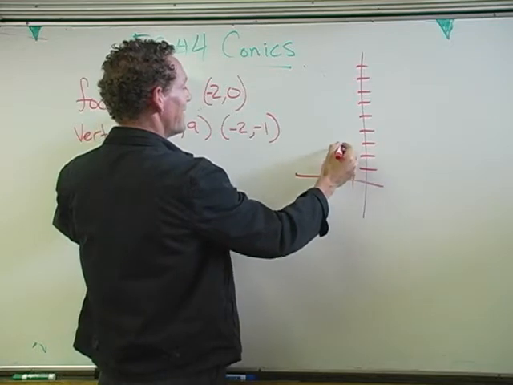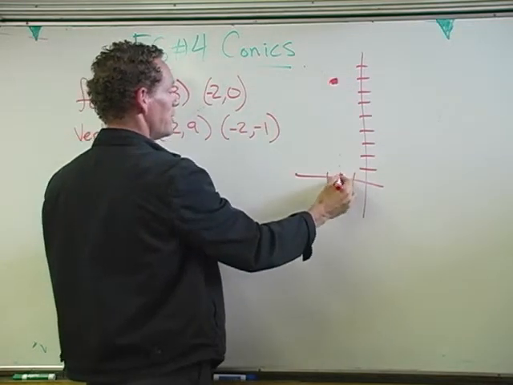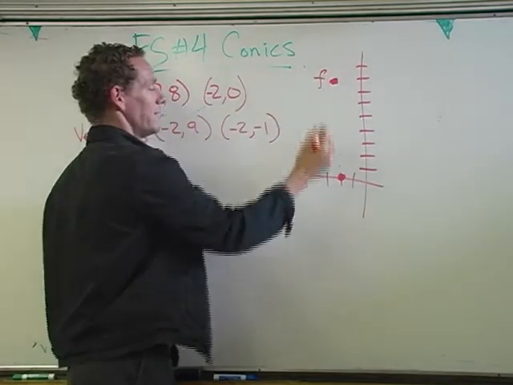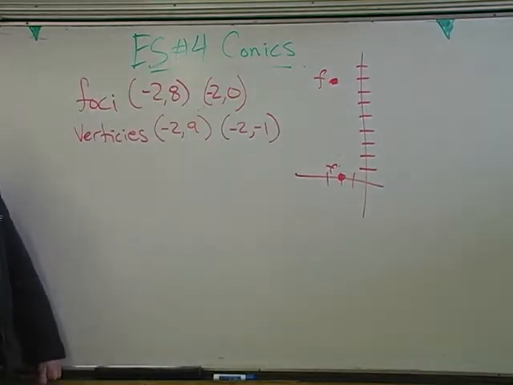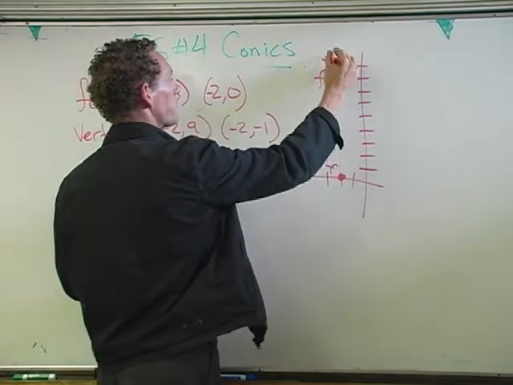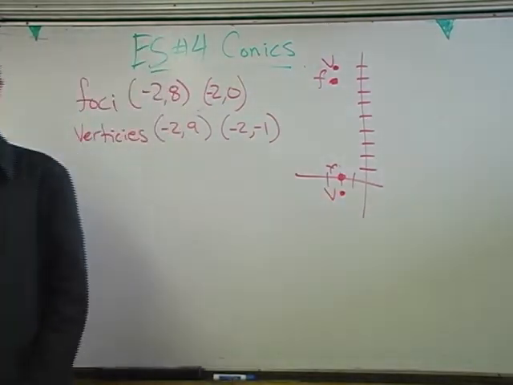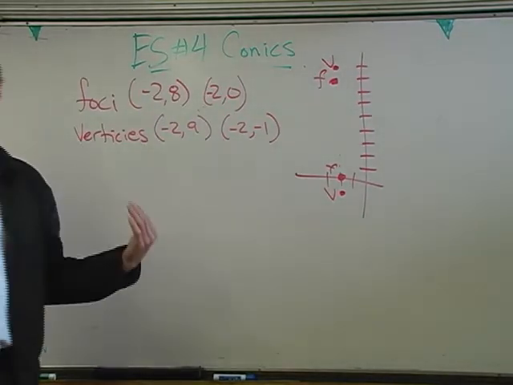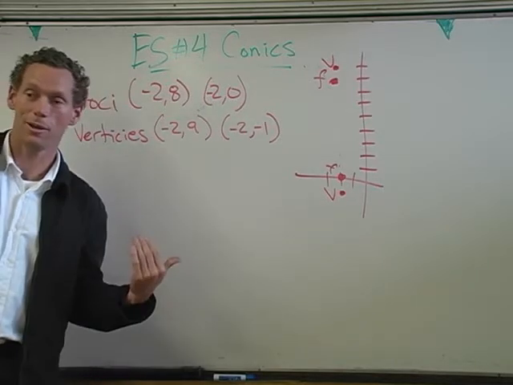Here is 8, 1, 2, 3, 4, 5, 6, 7, 8, and -2 and 0. Good, so these are the focal points. And for our vertices, we have (-2, 9) and (-2, -1). Sufficient conditions. Is this an ellipse or a hyperbola? And why?